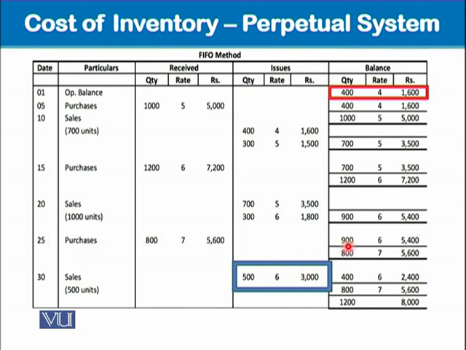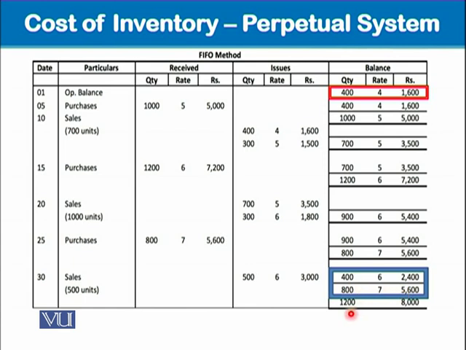from this lot of 900. So because it is first in, 900 minus this 500 gives us 400, and this remaining 400 will be multiplied by 6, 2400 with us, and this 800 is still unused, will be put in the balance. So altogether we have balance of 1200 units. The total cost is 8,000 rupees, and same was the cost of inventory under the periodic system by following this first in first out method.